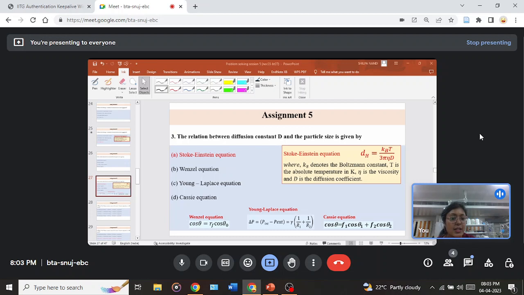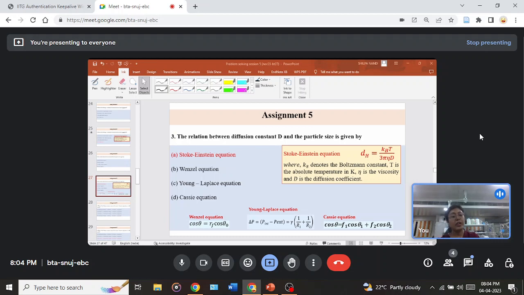First, the Stokes-Einstein equation is given as dH is equal to kBT by 3 pi eta D. So kB is your Boltzmann constant, T is the absolute temperature in Kelvin, eta is your viscosity and D is your diffusion constant. This particular equation, that is Stokes-Einstein equation, is the basis for DLS. DLS is your dynamic light scattering.